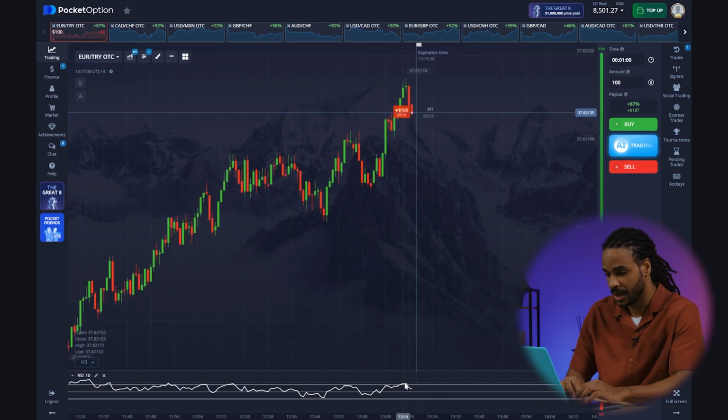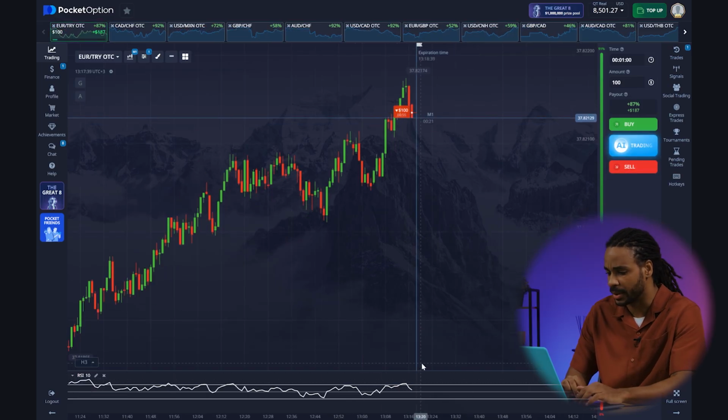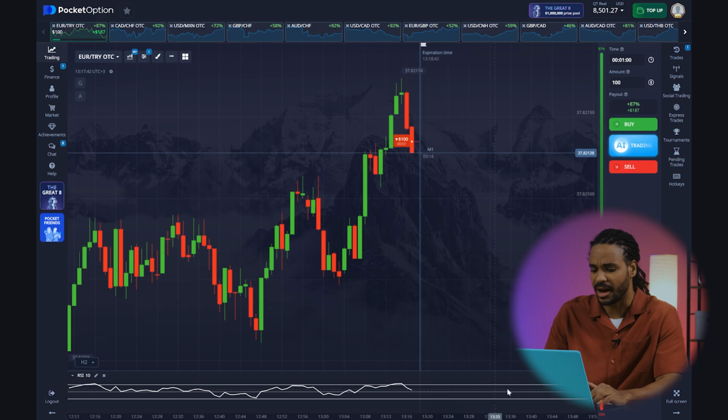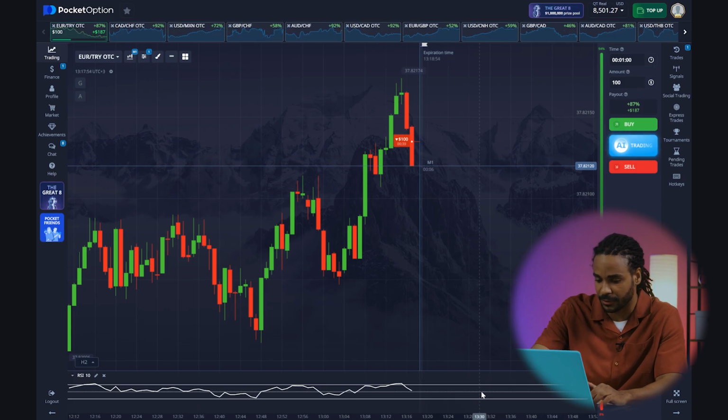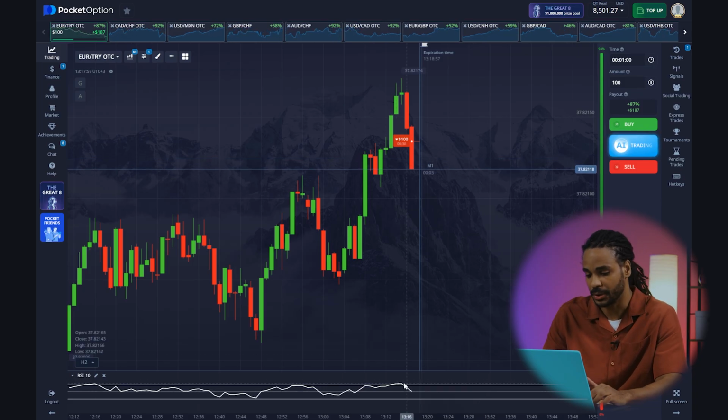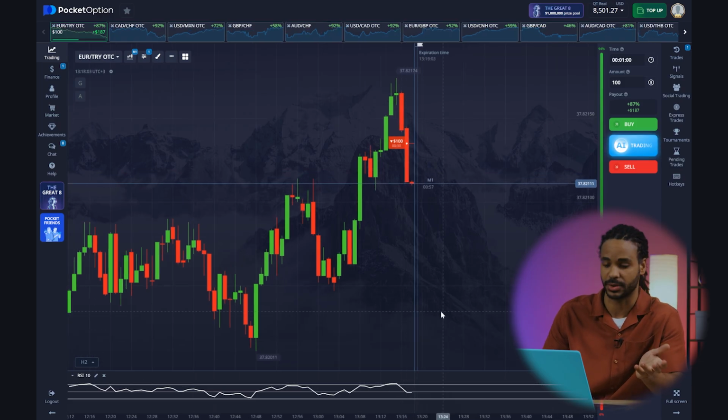Click Save. Right away, I see a signal and open a sell trade. What does RSI tell us? First and foremost, it shows us overbought and oversold zones. The 70 level for overbought and the 30 level for oversold. The middle line, the 50 level, also signals trend reversals.